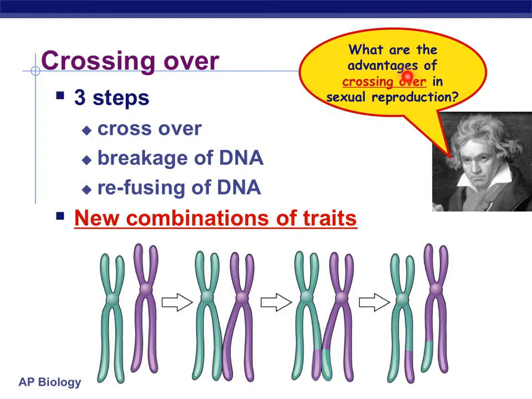And actually crossing over can be very advantageous. Sexual reproduction in a species benefits from genetic variability.